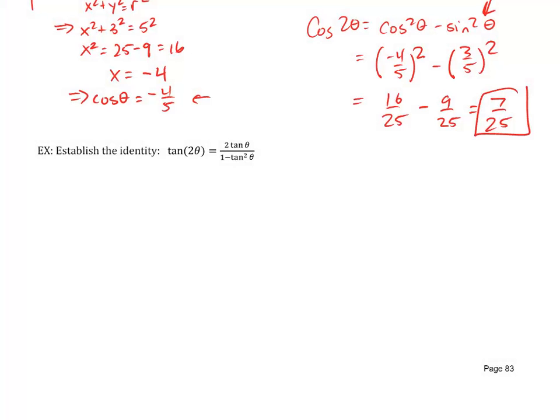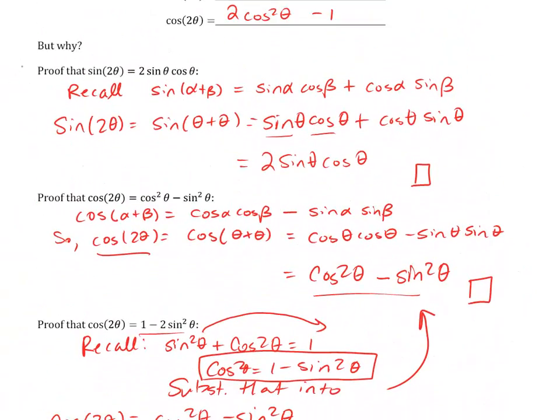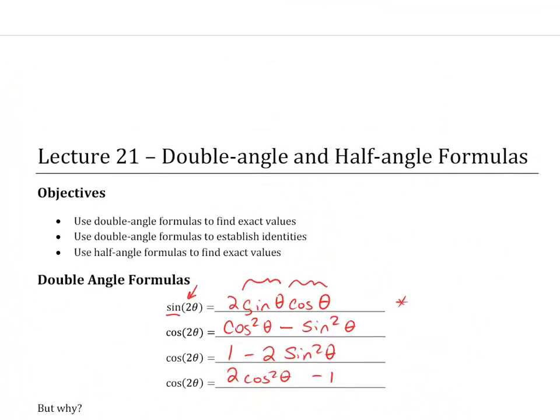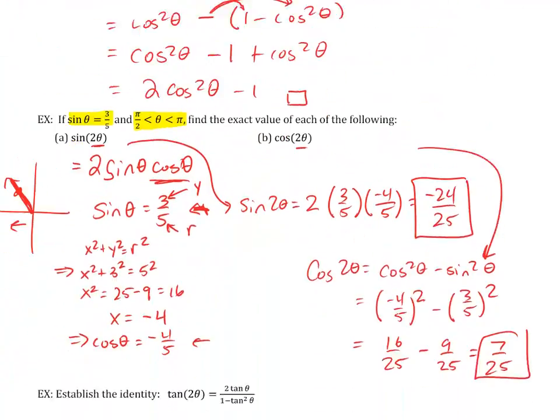In this example, we are asked to establish the identity tangent of 2 theta equals 2 tangent of theta over 1 minus tangent squared of theta. Two approaches come to mind. One, we could go back and rewrite tangent of 2 theta as sine of 2 theta over cosine of 2 theta and try to work with that. Or we can use the same process that we used above. I'm going to scroll up, that we used, for example, here, and that we used here, in simply going back to the sum formulas.